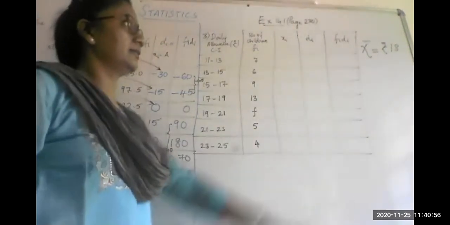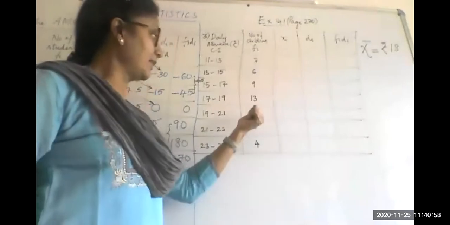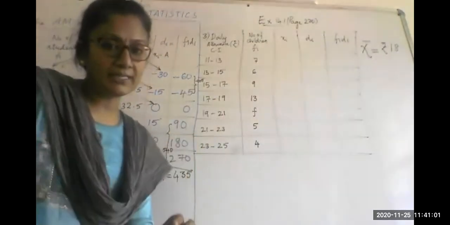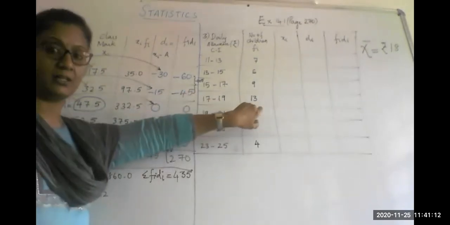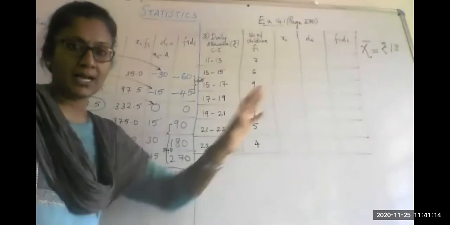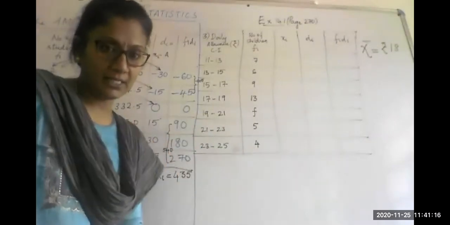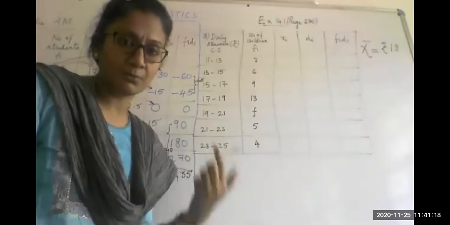So I know the mean is given to me. I have to find the missing frequency. So if the mean is given to me, I have the left-hand side given to me here. In this problem, when I have the mean given, something in the right-hand side is what is missing, that is the frequency. So we'll follow the same method. I am going to do the mean using the assumed mean method.